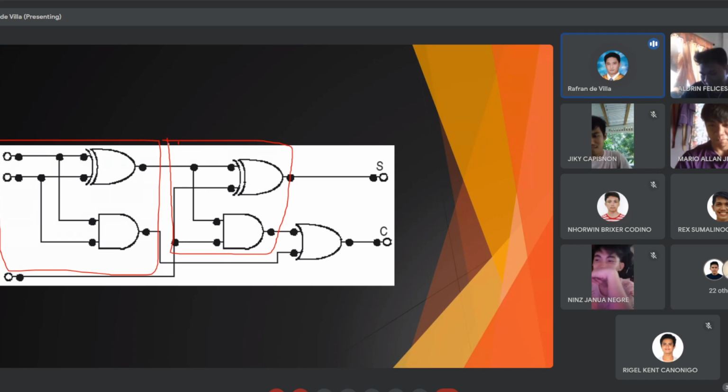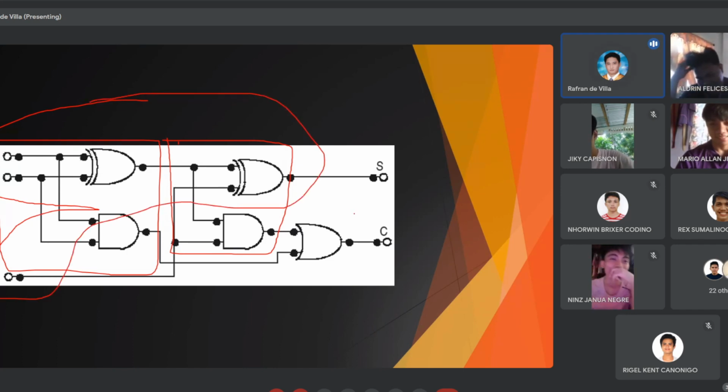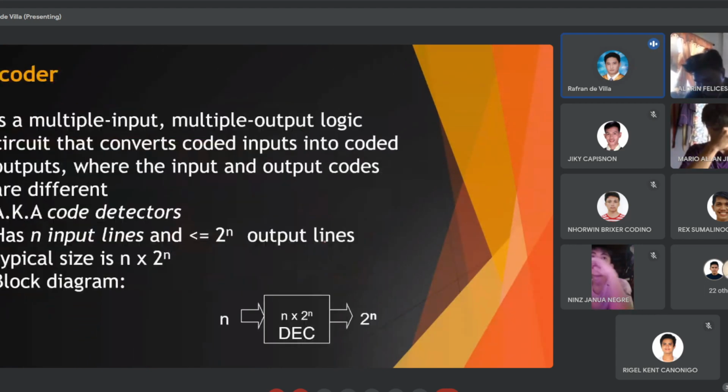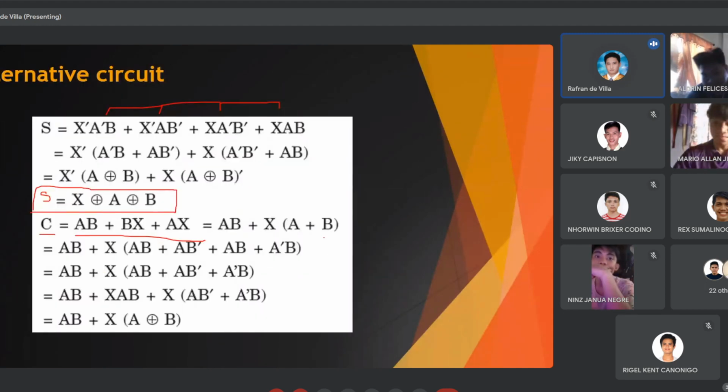So ang kalainan lang diri is if you look at it, ang ato ang sum is now taken from the XOR's input. And ang ato ang carry gikuha ra pod sa carry sa half adder, but of course the final output is the OR. Okay? So essentially, it's composed of two half adders and an OR gate. So mao na ang design guys sa atong full adder circuit.